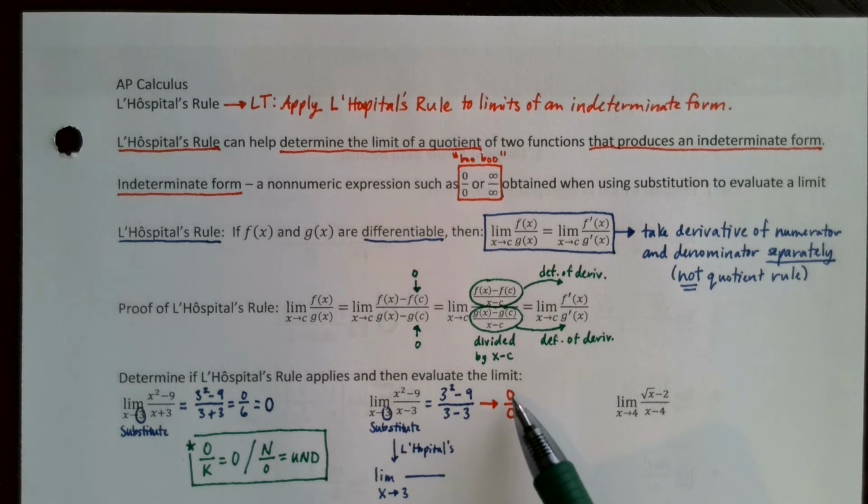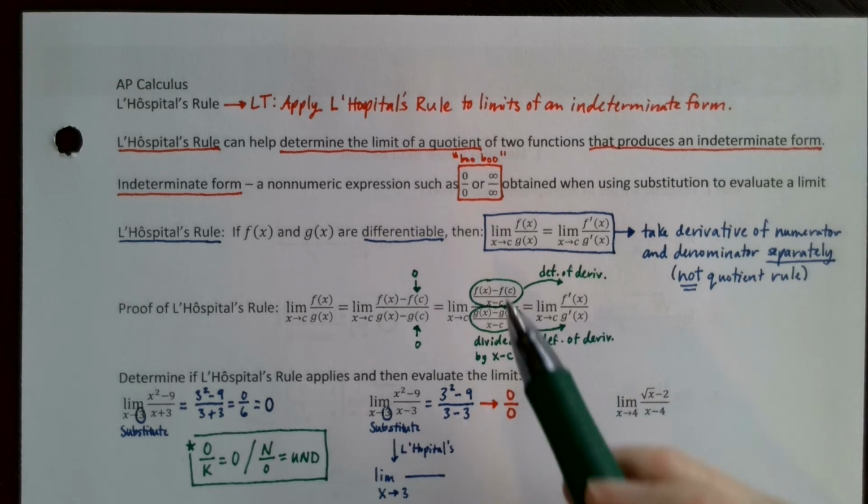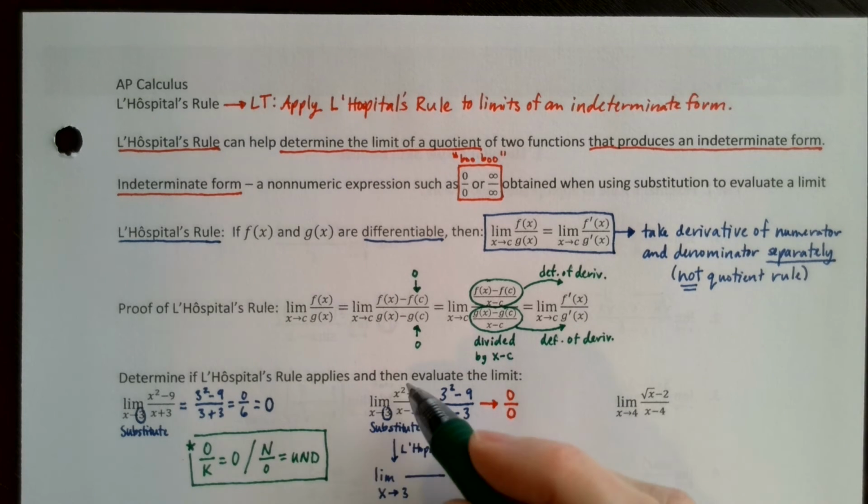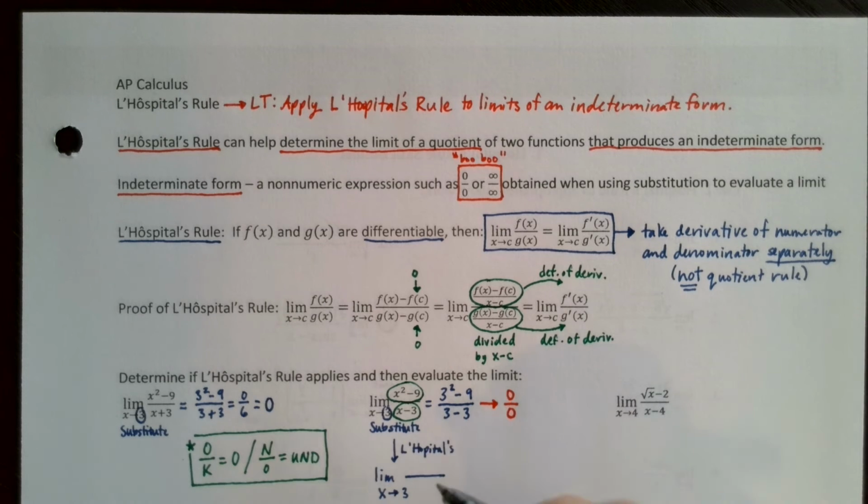Once I determined that I get the indeterminate form, or the boo-boo, I realized straight away that my next strategy is to go to the hospital, or L'Hopital's. So I'm going to recopy my limit as x goes to 3. To apply L'Hopital's, we look at the numerator and denominator and take those derivatives separately. The numerator derivative will be 2x, and the denominator derivative will be 1. Notice that is not quotient rule. We took those derivatives separately.